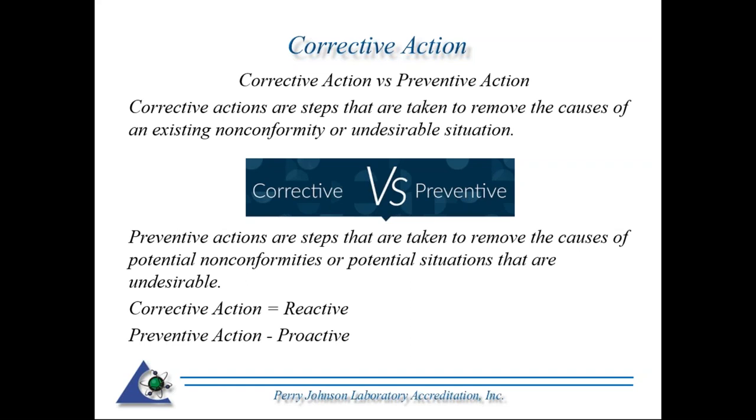reactive. A problem, a nonconformance, has already happened. Preventive action, on the other hand, is proactive. A potential nonconformance or problem is foreseen, and preventive action has been implemented in order to prevent it from happening. It hasn't happened yet. Corrective action has already happened.